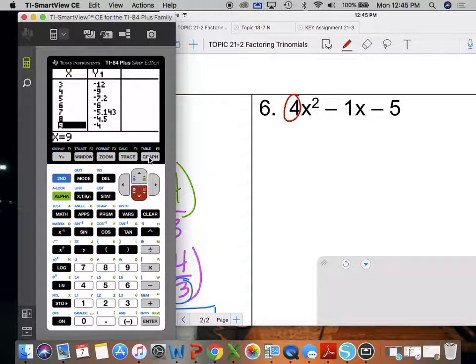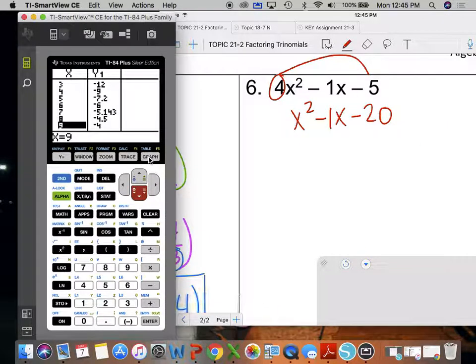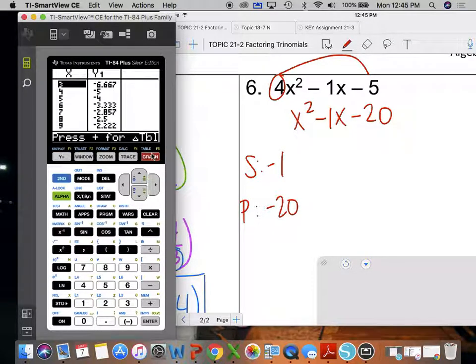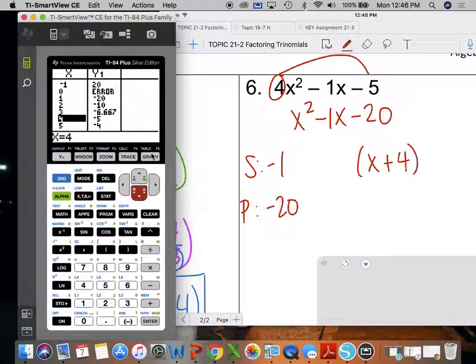Problem 6, take the 4, slide it to the back. My sum is negative 1. My product is negative 20. I put negative 20 into y equals. Search for negative 1. 4 minus 5 is negative 1.